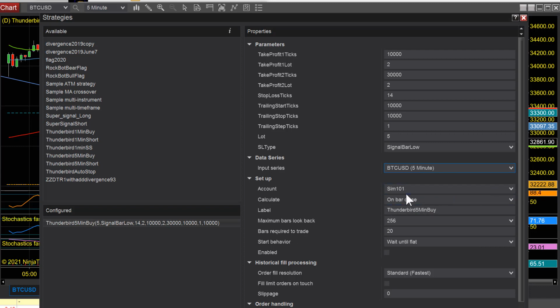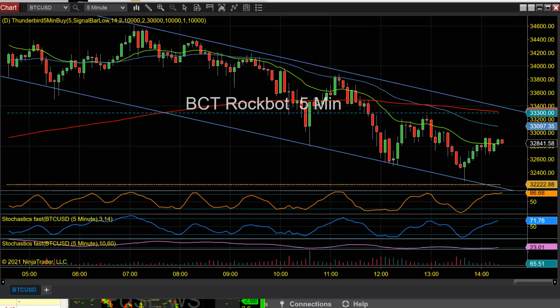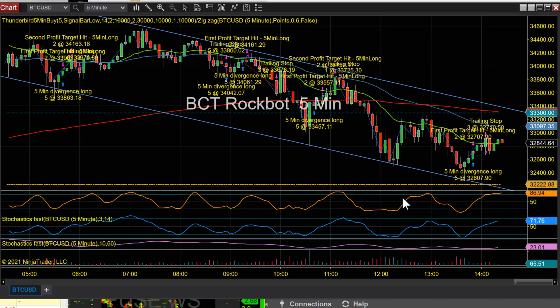Set your chart up right now. I put it on the Sim 101. It could be whatever. You could attach it to your account if you had to. Everything else is going to be just like this. The important thing is making sure it's on Bitcoin, 5 minute. These parameters are set like this, and then we're going to enable it and apply it. And then it should refill in all the places that the divergence happens.